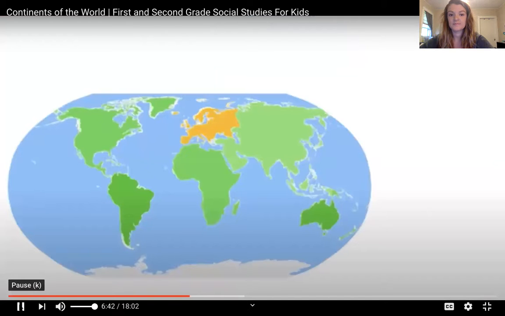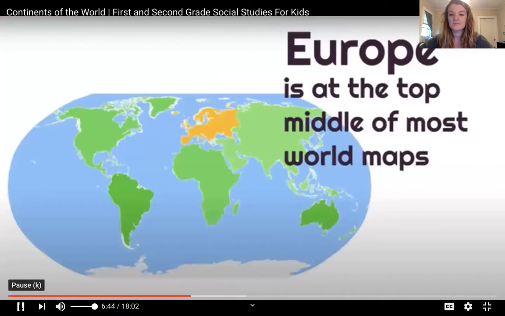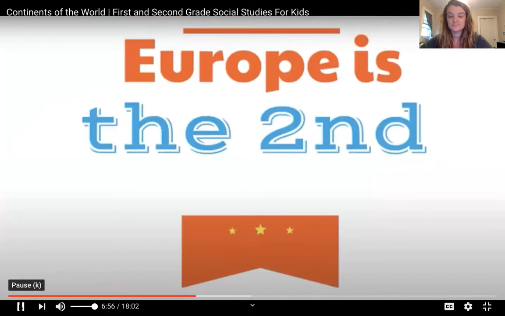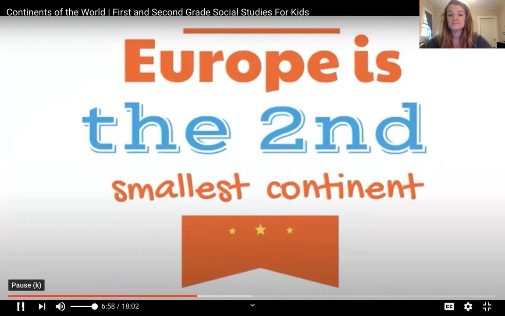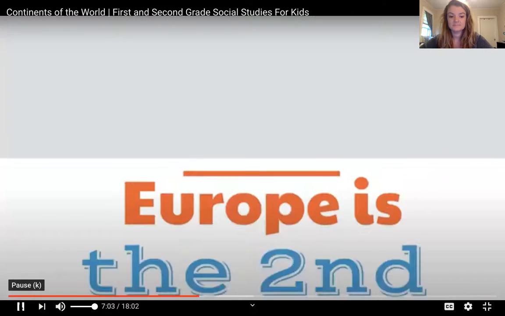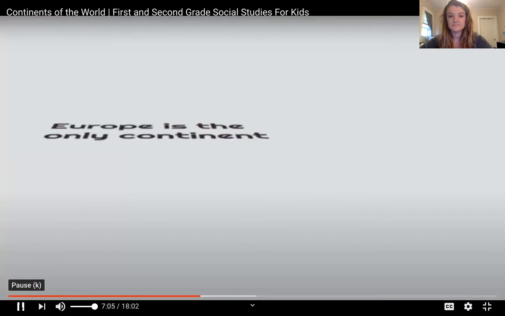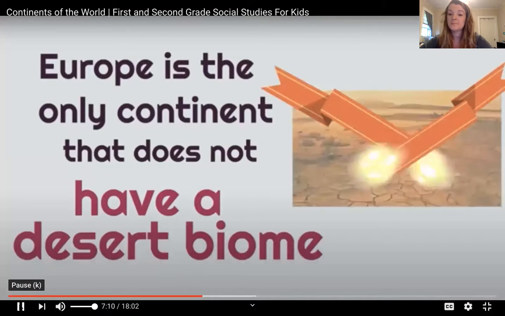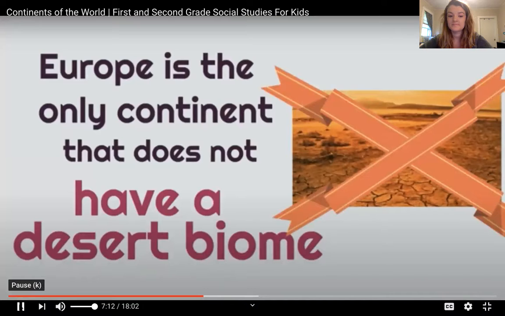Europe is at the top middle of most world maps. Europe isn't a very big continent. In fact, Europe is the second smallest continent. And it's interesting, Europe is the only continent that does not have a desert biome. Remember, biome is a habitat, an environment for living things.